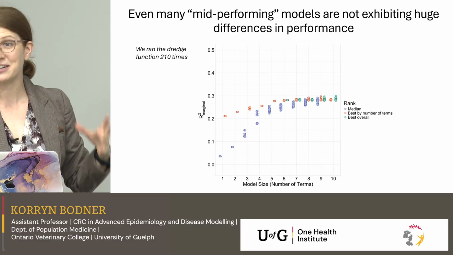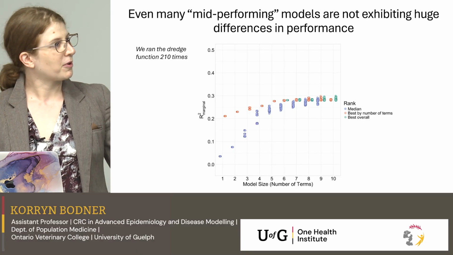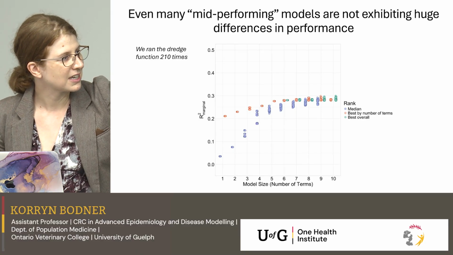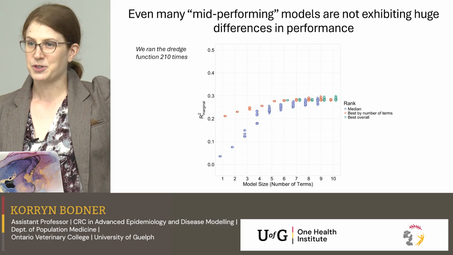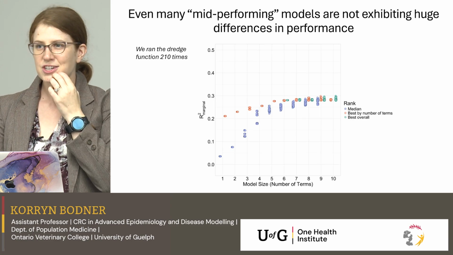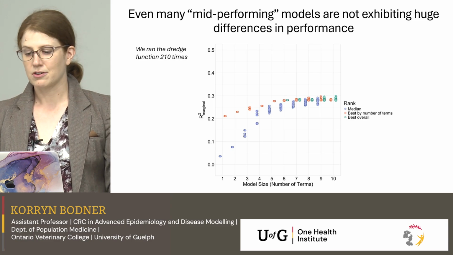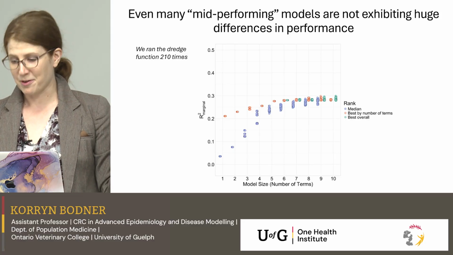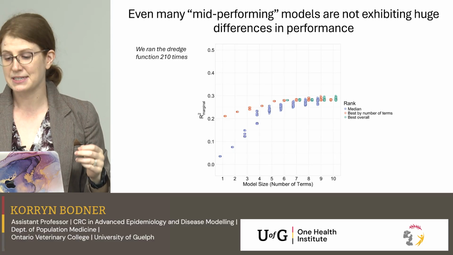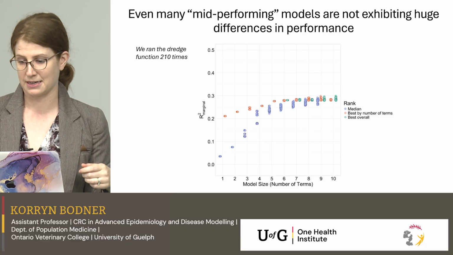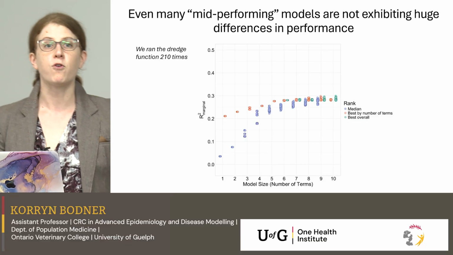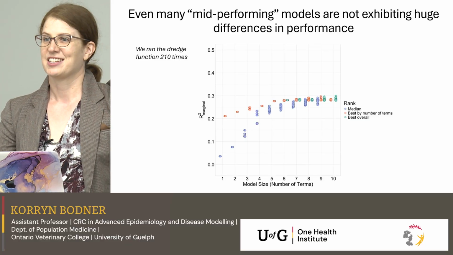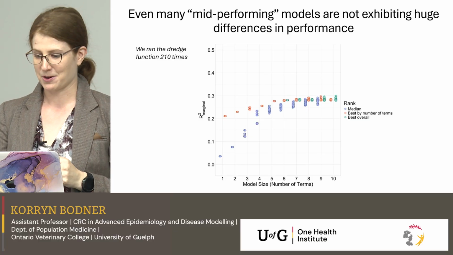So we see a bigger difference, but I still want to point out that by the time we get to about 5 or 6 terms in your model, you're actually not getting that much of a difference. So for example, a mid-performing model with 6 terms only explains about 3% less, so 25%, compared to adding 4 additional variables to explain more in our top-ranked models.